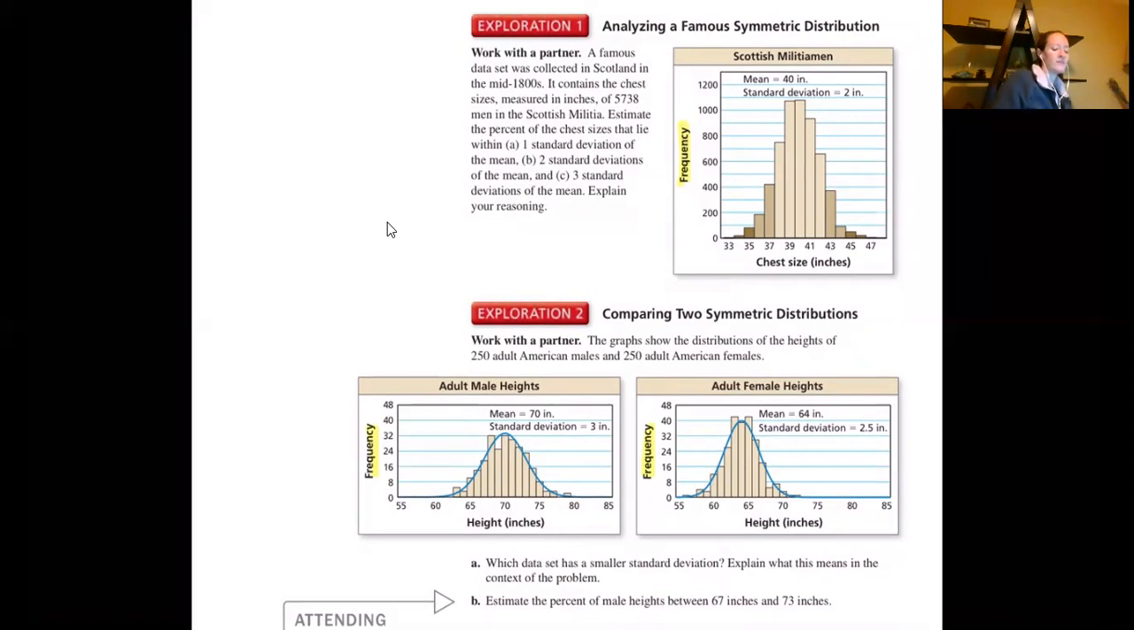Now, we have different things measuring the bottom axes, height and chest size when they're talking about like men in the militia, the different sizes of the Scottish men, etc. But different things mark the bottom or the x distribution or the x-axis, but the top are all frequencies. So there's a special type of bar graph that deals with frequency.